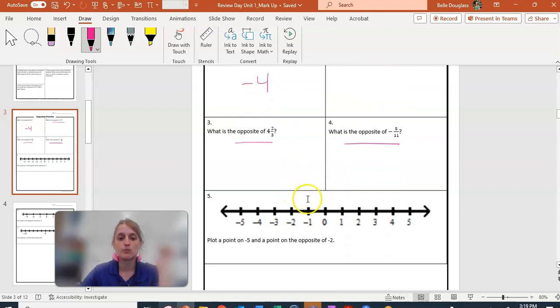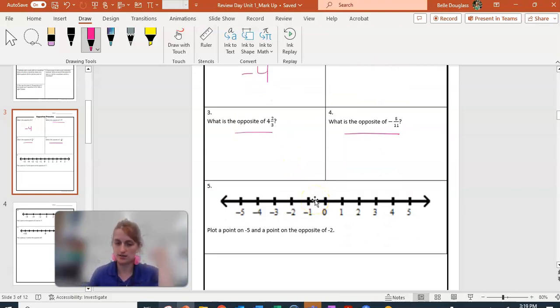All right, last one. Plot, that means draw a dot. Plot means draw a dot on the number line, draw a dot on the number -5, and the opposite of -2. 2 dots. Don't even have to label them with any letters. And now you're done. I hope that you are feeling ready because we have a test tomorrow.